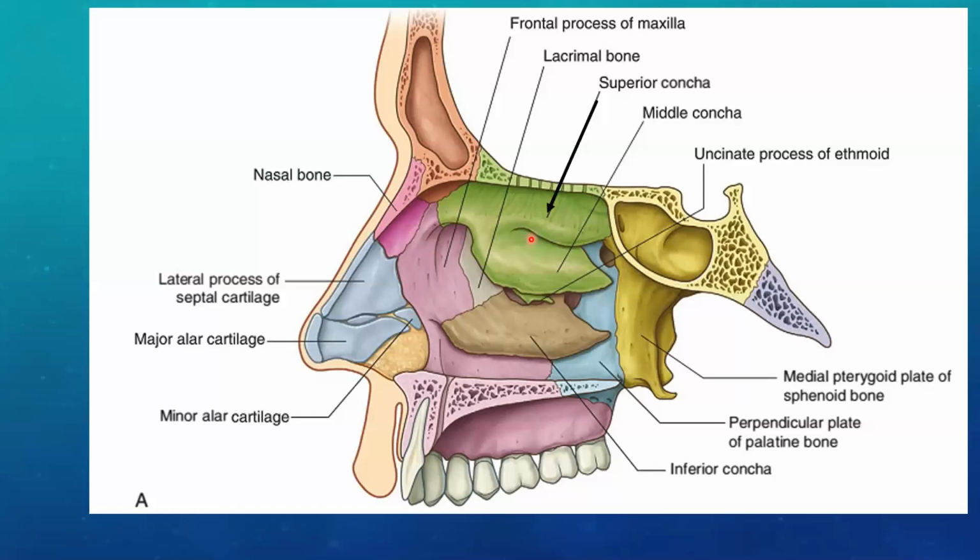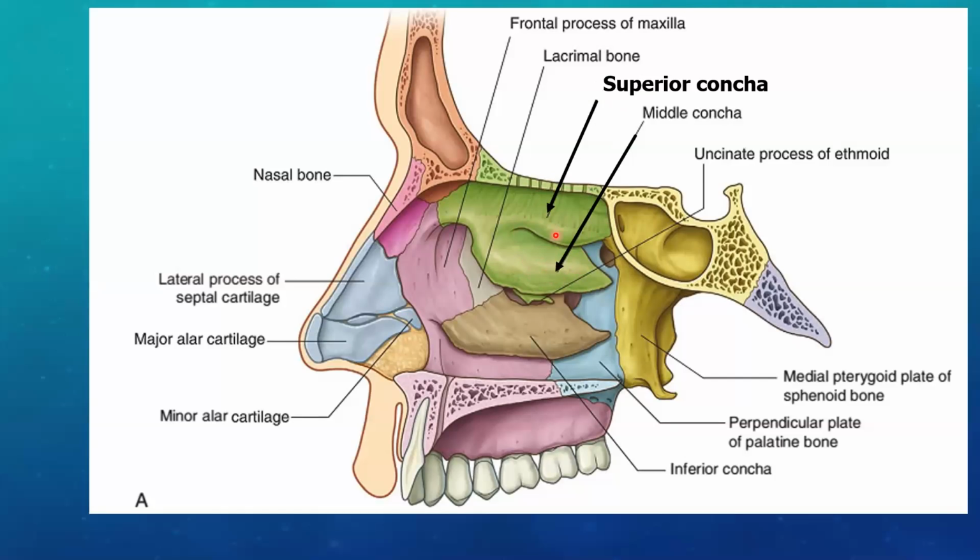Now, what is important is there are three shelves or projections coming out from the lateral wall, which are known as conchae, and these are very important. So, first one is this one. Now this is part of the ethmoid bone, and this is your superior concha above. This is a middle concha. These are all parts of the ethmoid bone. You can see this is the cribriform plate. You can see lots of holes in the cribriform plate of the ethmoid bone.